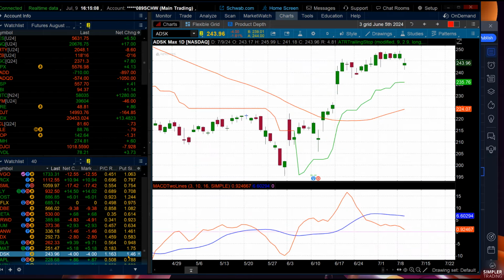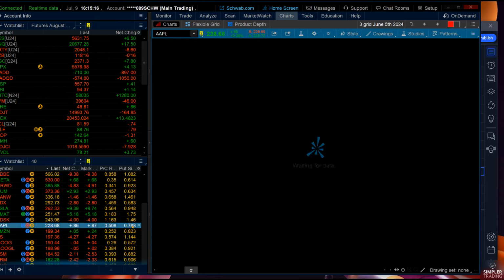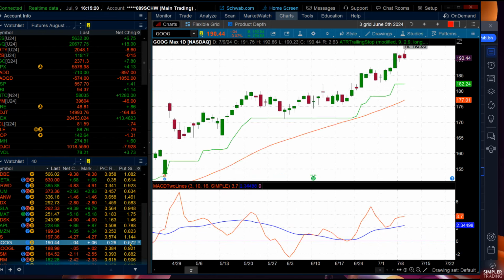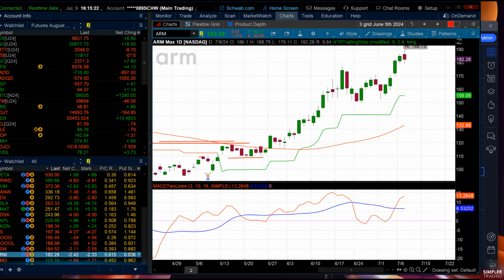Autodesk. There you go. Big rally, indecision, and then the break. So we're going to stick with these tomorrow. Apple, no indecision and break yet. Google, the break. ARM, maybe. I'd like to see it under that level, but that's how we're going to try to play them tomorrow. We're going to try to play the ones that have been really extended and then have an indecision followed by a break.